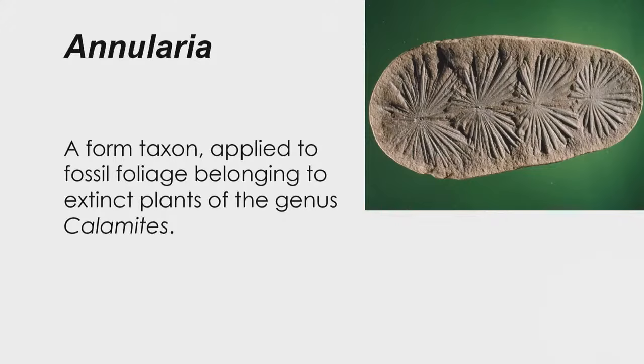They look like a series of fireworks, maybe. It's a form taxa. Keep in mind, we talked about form taxa, so when you find these, they're called annularia, so they have their own name. So it's different than our modern taxa, where we're talking about species and genera and families and all that. This is a form that you find of this plant. So we call them annularia. Which species they go to, we don't know. It's kind of hard piecing together things from this long ago. But the fossil foliage belonging to the extinct plants of the genus Calamites.